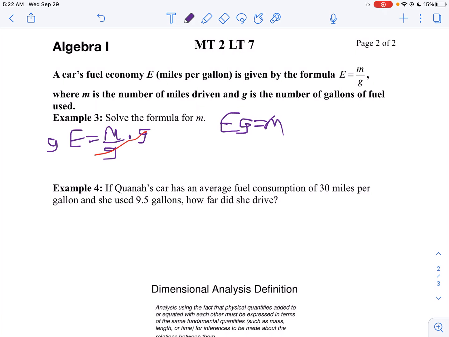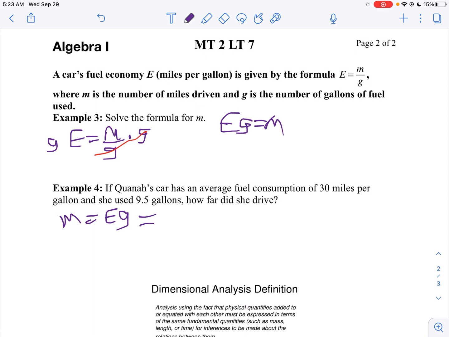Now we're going to use that on example 4. On example 4 it says if Quanta's car has an average fuel consumption of 30 miles per gallon and she used 9.5 gallons, how far did she drive? Well, to find how far she drove, that's using our formula. M equals E times G.